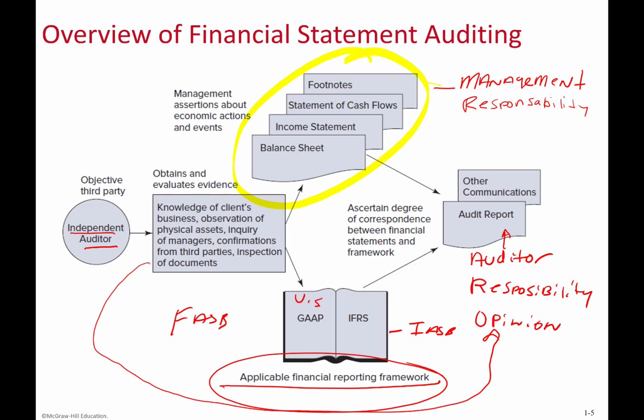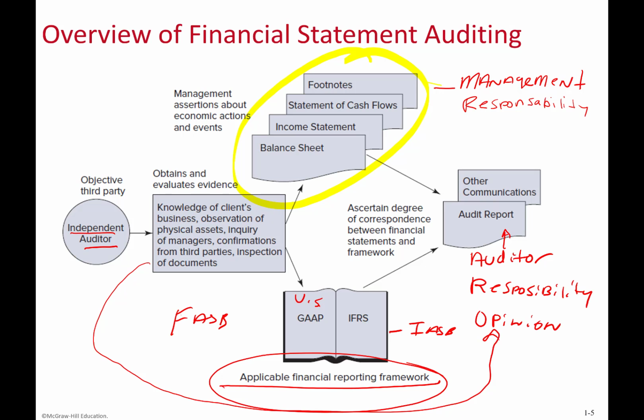But our opinion essentially extends to the financial statements: balance sheet, income statement, statement of cash flows, and statement of changes in stockholders' equity, which isn't shown here, but that would be the fourth statement that our opinion would cover. Now, it is management's responsibility to prepare these financial statements. It is the auditor's responsibility to give the opinion on those financial statements, right?